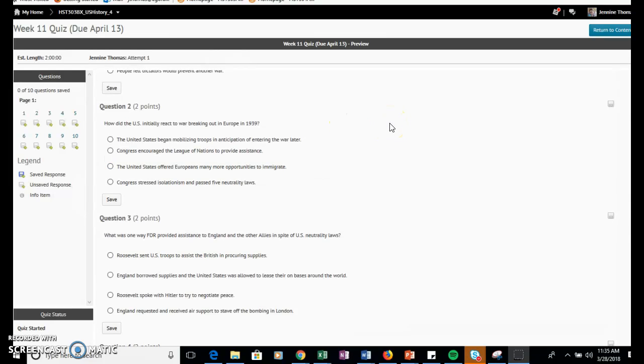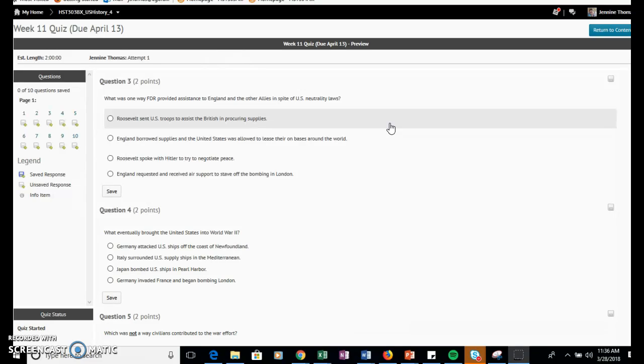Question 2. How did the U.S. initially react to war breaking out in Europe? The United States began mobilizing troops in anticipation of entering the war later. Congress encouraged the League of Nations to provide assistance. The United States offered Europeans many more opportunities to immigrate. Or, Congress stressed isolationism and passed 5 neutrality laws.